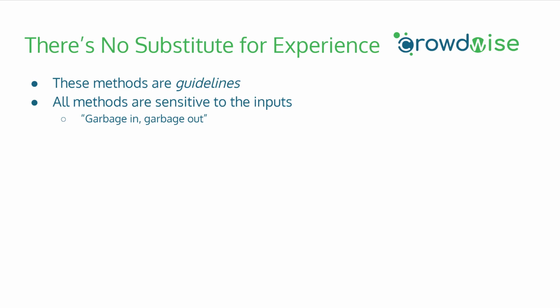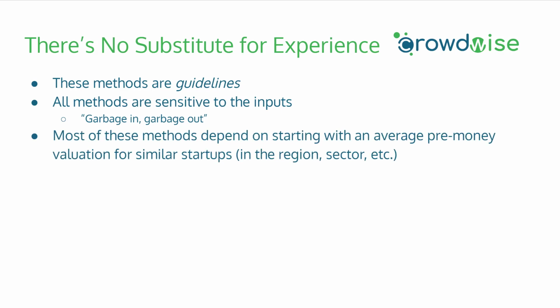That is to say, you could have the greatest formula for something in the world, but if you put garbage inputs in, all that formula is going to spit out is garbage. In a similar way, these are all tools to be used and depend very much on those inputs. Most of these methods do depend on starting with an average pre-money valuation for a group of similar startups, whether that's representative in a region or a sector, etc. Thus, that starting group and the representative valuations is going to be very important in terms of what these methods result in. All of this depends on things like market dynamics, supply versus demand, and more.